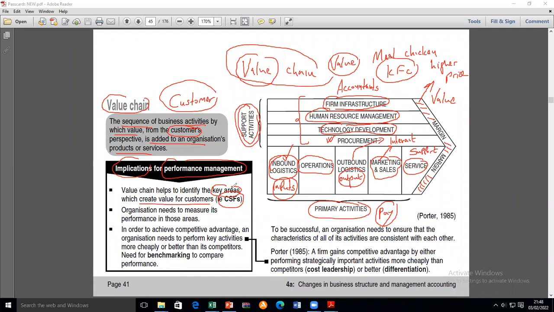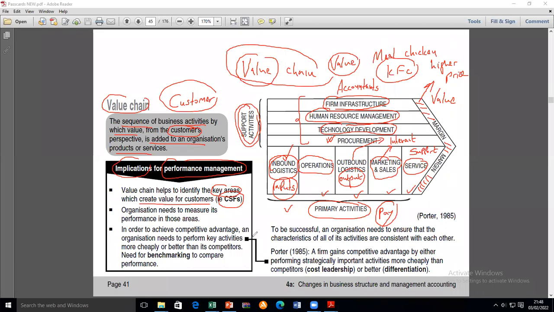This thinking helps you to identify the key areas of a business, and we have seen that the key areas of business primarily are what we see here. Organizations need to measure its performance in these areas. So if we are going to perform well, we must have performance measures here. How are we doing here?